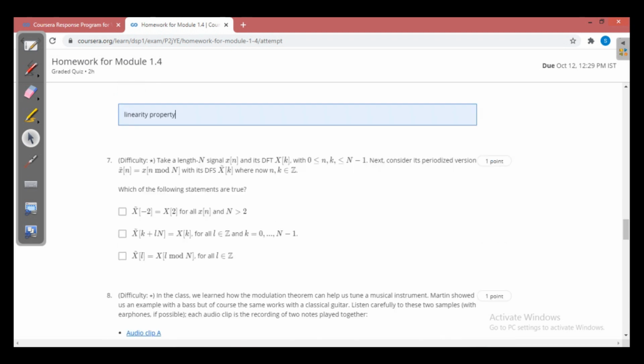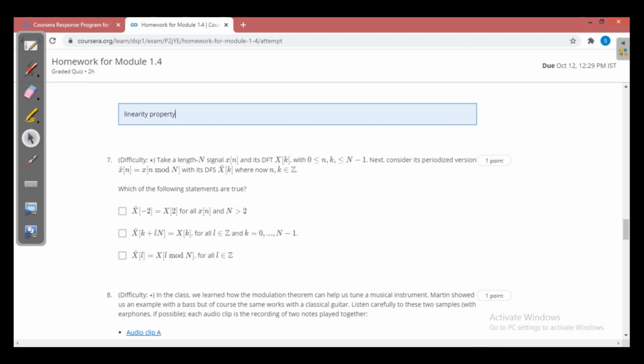Okay. Next, the seventh one. Take a length capital N signal x of n and its DFT x of k, with k from 0 to N minus 1. Next, consider its periodized version x dash of n is equal to x of n mod N, with its discrete Fourier series x dash of k. So once we apply the discrete Fourier transform of signal x of n, both the time domain signal x of n and the discrete Fourier transform x of k are periodic signals with period capital N. That means x of k is equal to x dash of k here.